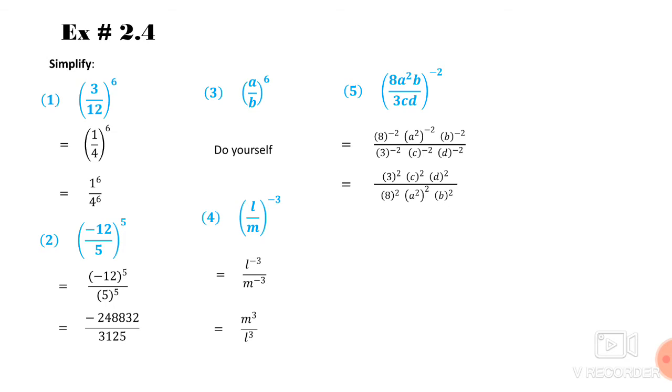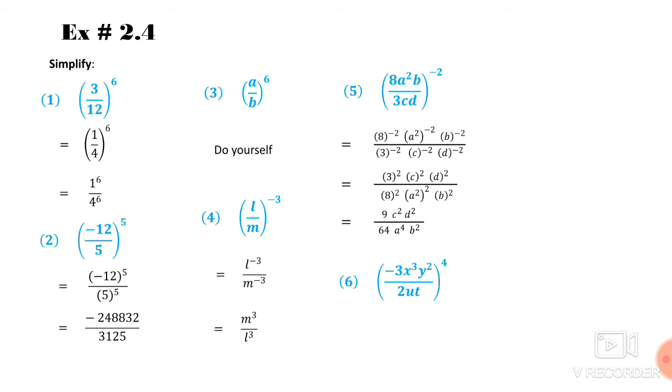Solve the exponents. 3 square will be 9, yes. This will be c square, this will be d square. 8 square will be 64. A square whole square will be a exponent 4 and b square. We cannot reduce it further, so this will be our answer.